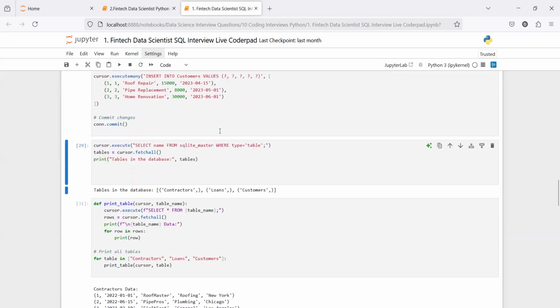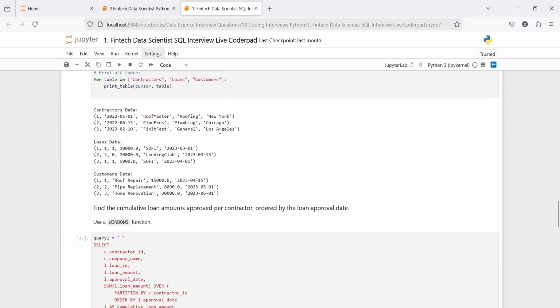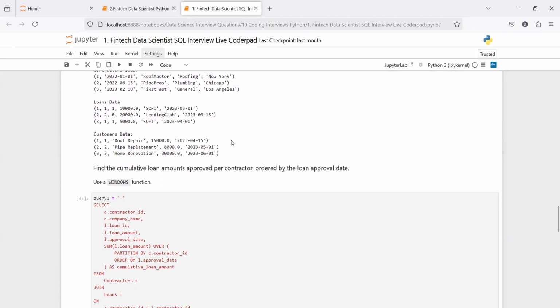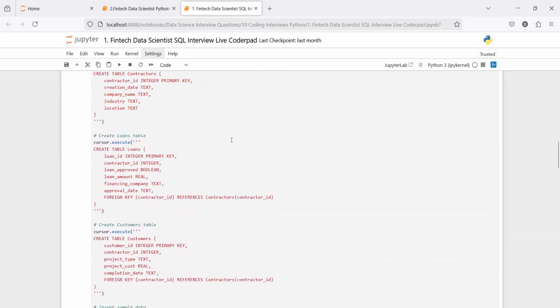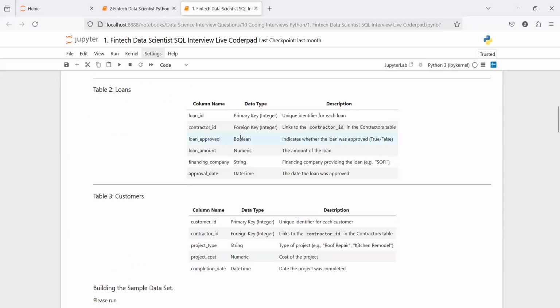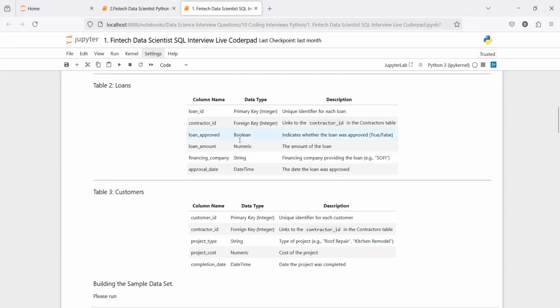The first question they asked was: find the cumulative loan amounts approved per contractor, ordered by the loan approval date. There are a number of things that come out in this question, things you should immediately pick up on. The loan had to be approved, and we saw that there's a Boolean, so this has got to be a one.